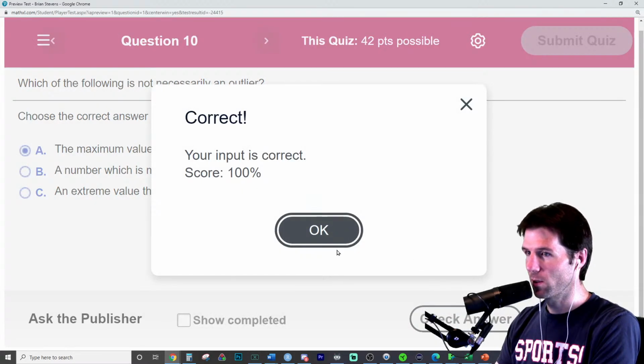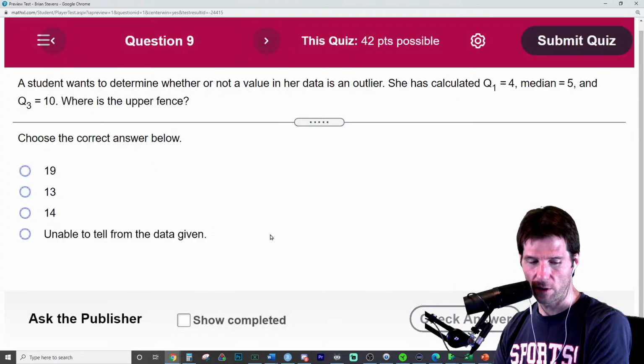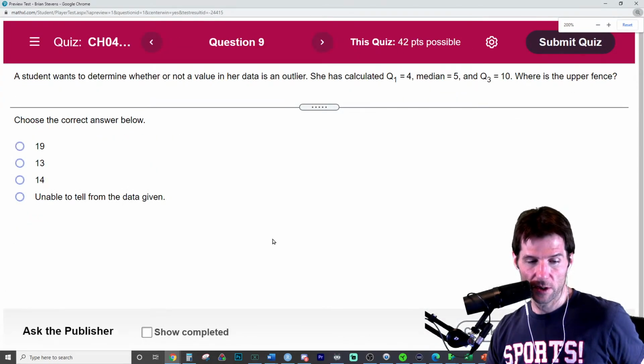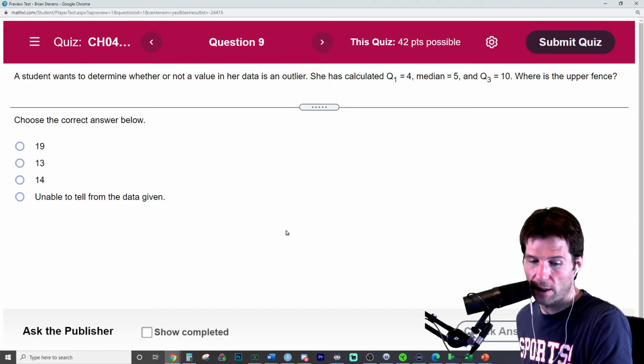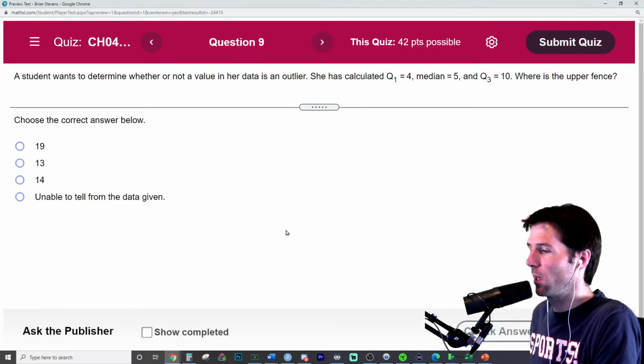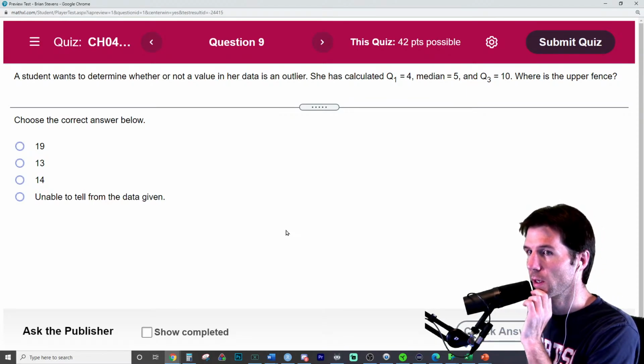So this right here, just do some quickie questions, multiple choice stuff. That's a good test question right there. I like that. A student wants to determine whether or not a value in her data is an outlier. She calculates Q1, median, and Q3. Where is the upper fence? Ooh, I love this question. This is about as tough as we'd go on upper fence, lower fence questions.